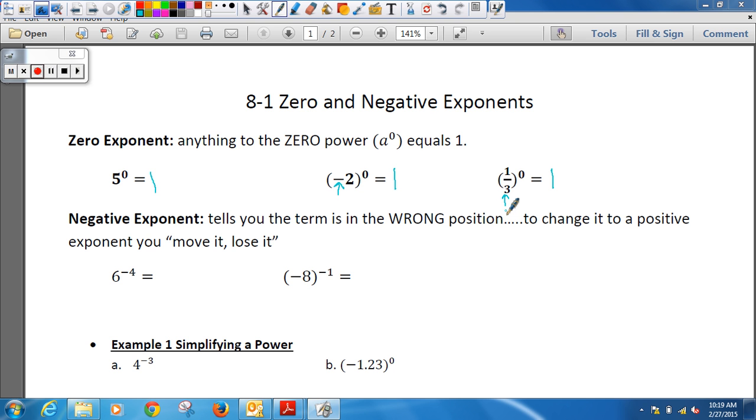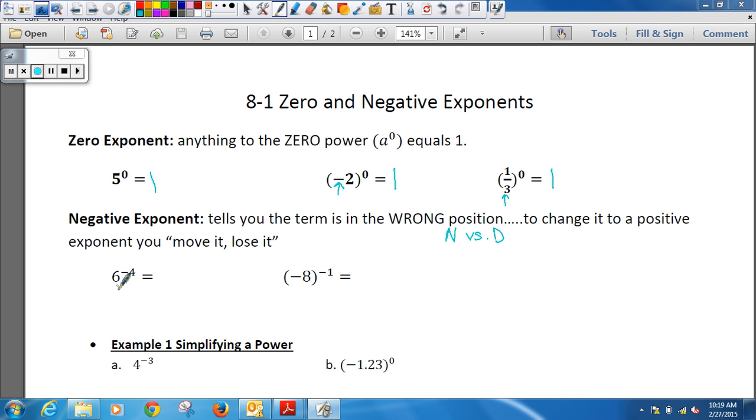A negative exponent then tells you the term is in the wrong position. By wrong position, we mean numerator versus the denominator. So you have to change it, and once you move it, you lose it. So if it's in the numerator, you move it to the denominator, and it's no longer negative. The same is true moving it the other way.